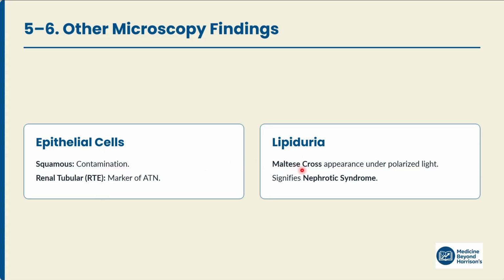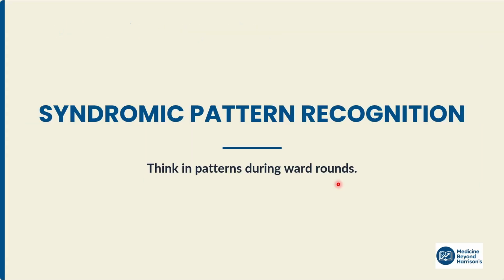Lipiduria, if present, with this Maltese-cross appearance in the polarized phase, signifies nephrotic syndrome. So, other syndromic patterns of recognition. Now we have gone into the details of urine routine examination and microscopic analysis. Now, we'll discuss a few pathological entities that we can diagnose based on the urine routine analysis.